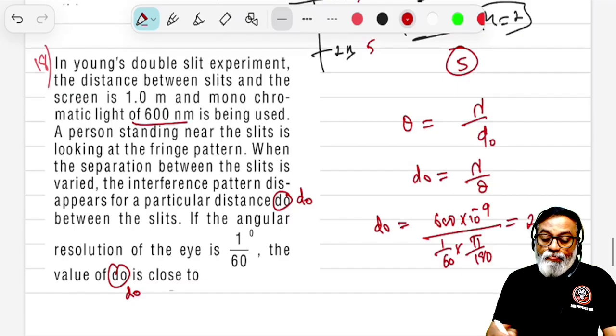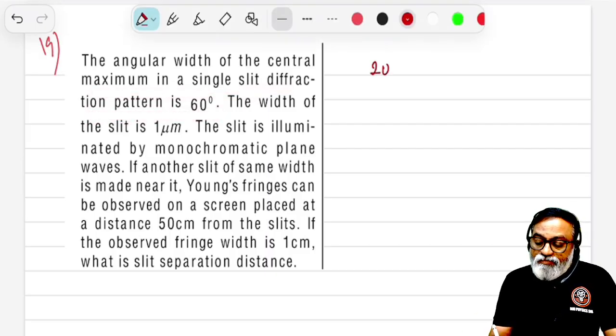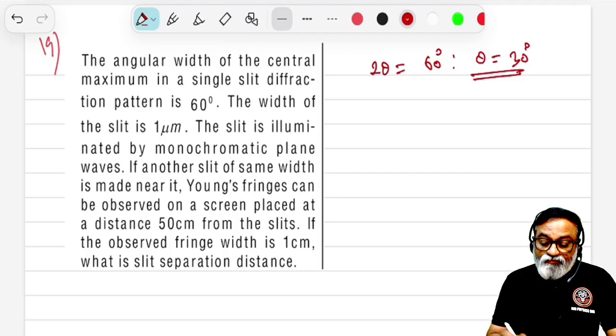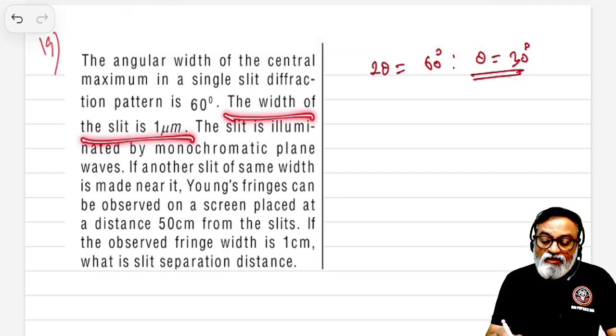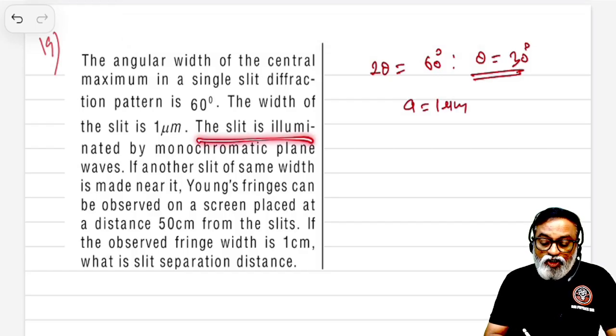Next one. Angular width of central maximum in a single slit diffraction pattern is 60 degrees. So here angular width of central maximum, that is 2 theta. 2 theta is given as 60 degrees. Therefore, theta is equal to 30 degrees. Here theta is nothing but the angular position of the first minimum. The width of the slit is 1 micrometer. A is equal to 1 micrometer. The slit is illuminated by monochromatic plane waves.